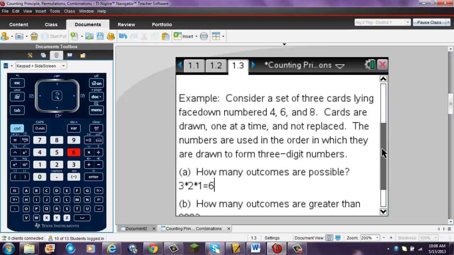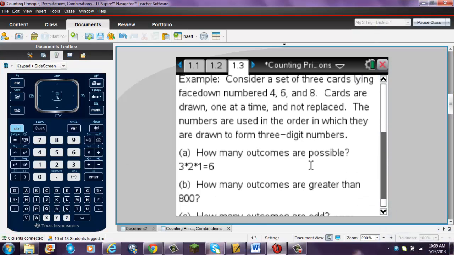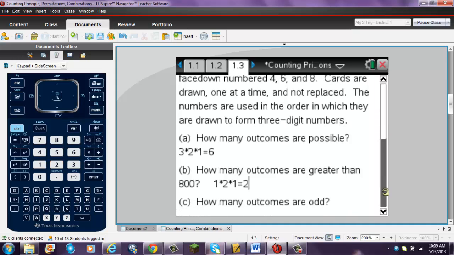For part B, how many outcomes are greater than 800? Well, the only way you can get a 3-digit number greater than 800 from those 3 digits is by starting with 8. So the first card you have to have, there's only one possible way, and that's the 8. And then there's only 2 cards left, so 2, and then there's only 1 card left, so 1 times 2 times 1 is 2. And how many of the outcomes are odd? Well, none of them, because there are no odd numbers, and an odd number has to end in an odd number.